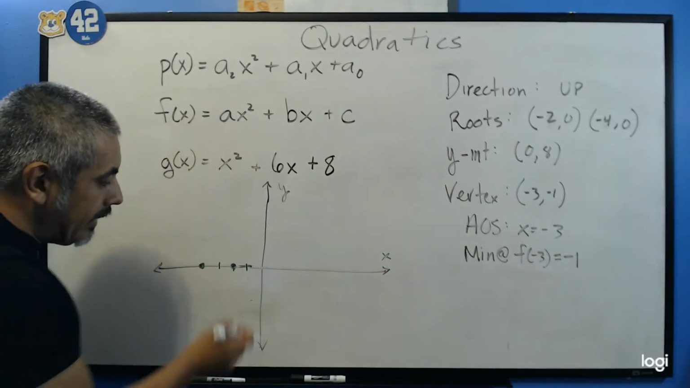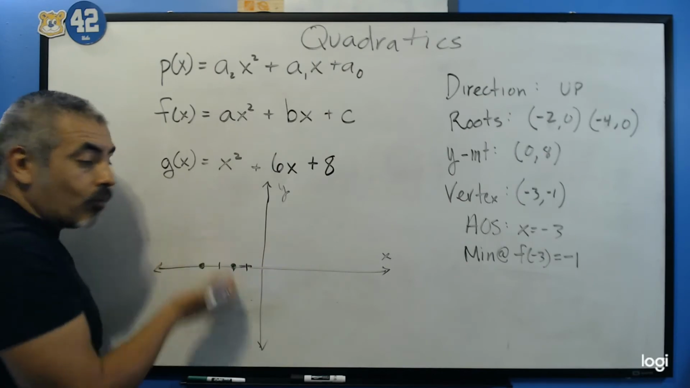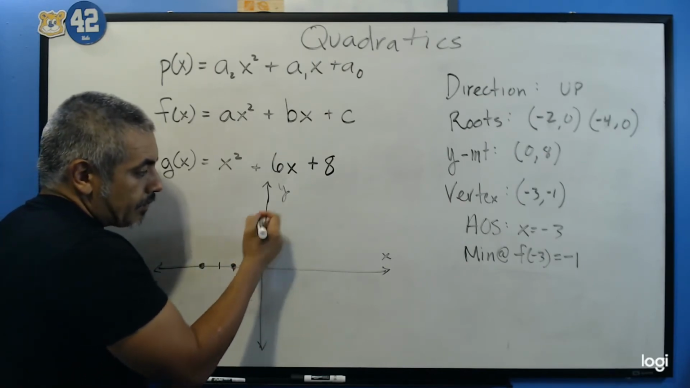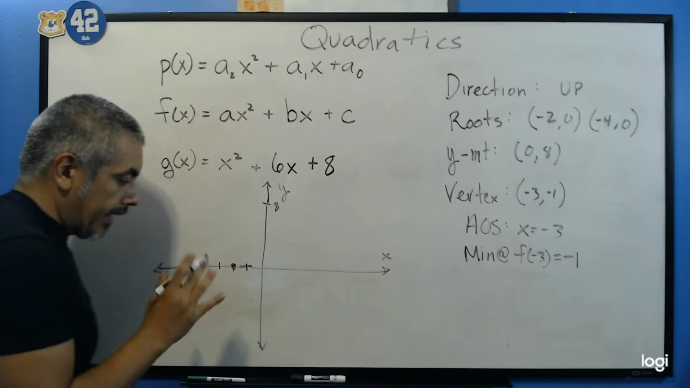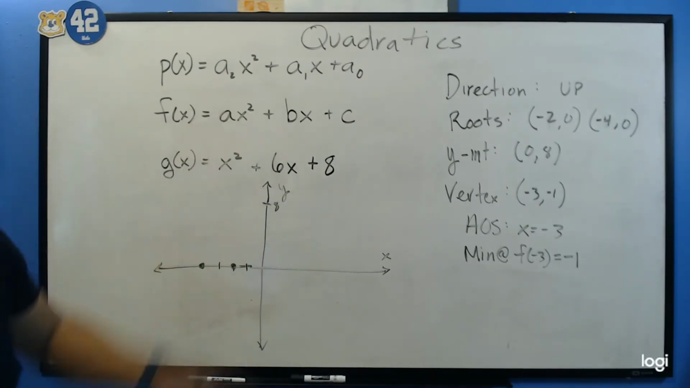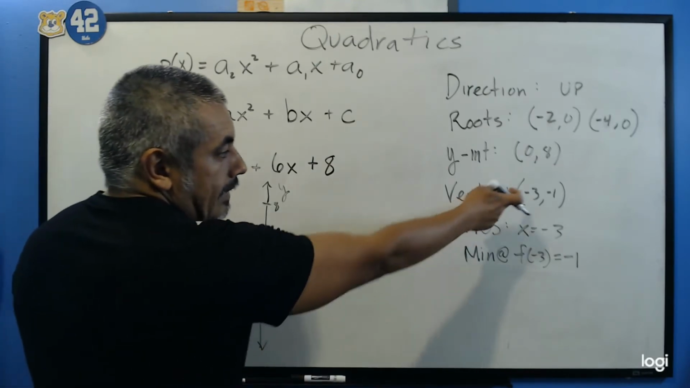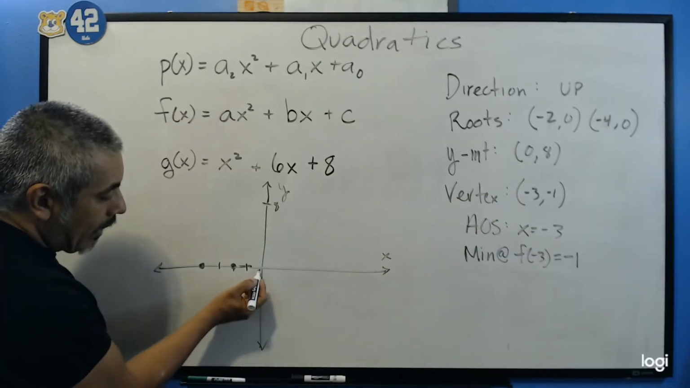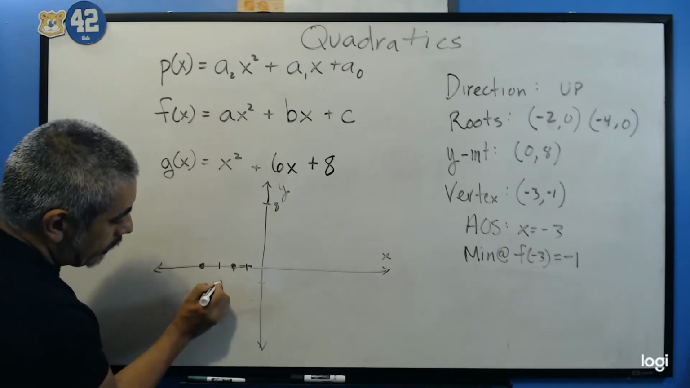Now, do I need to count 8 steps? No, I'm only going to graph one graph here. So I can just put a very arbitrary mark there and say this is 8. And I just need to make sure that when I draw my graph, it crosses that point. Vertex at negative 3, negative 1. So now we're going to go negative 1, negative 2, negative 3, negative 1. And here's our vertex.